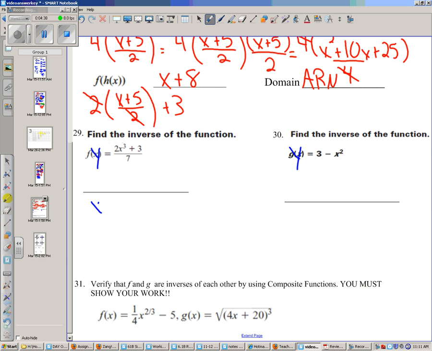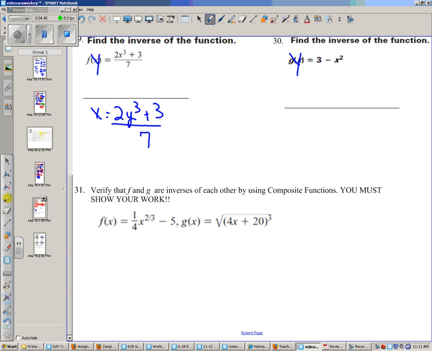So it's now x equals 2y cubed plus 3 over 7. And now my job is to get this new y by itself. So the first thing to get y by itself is I'm going to multiply both sides by 7. So the 7 on the right side goes away. The next thing I'm going to do is subtract 3 from both sides. From there, I'm going to divide by 2.